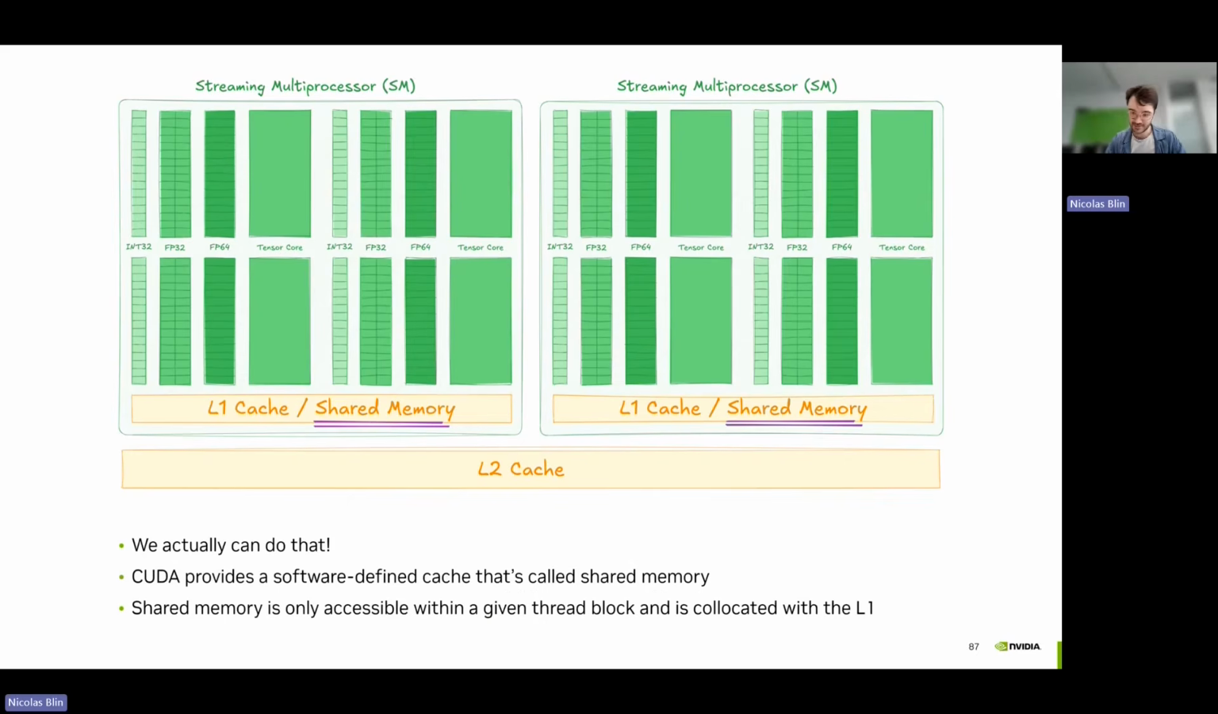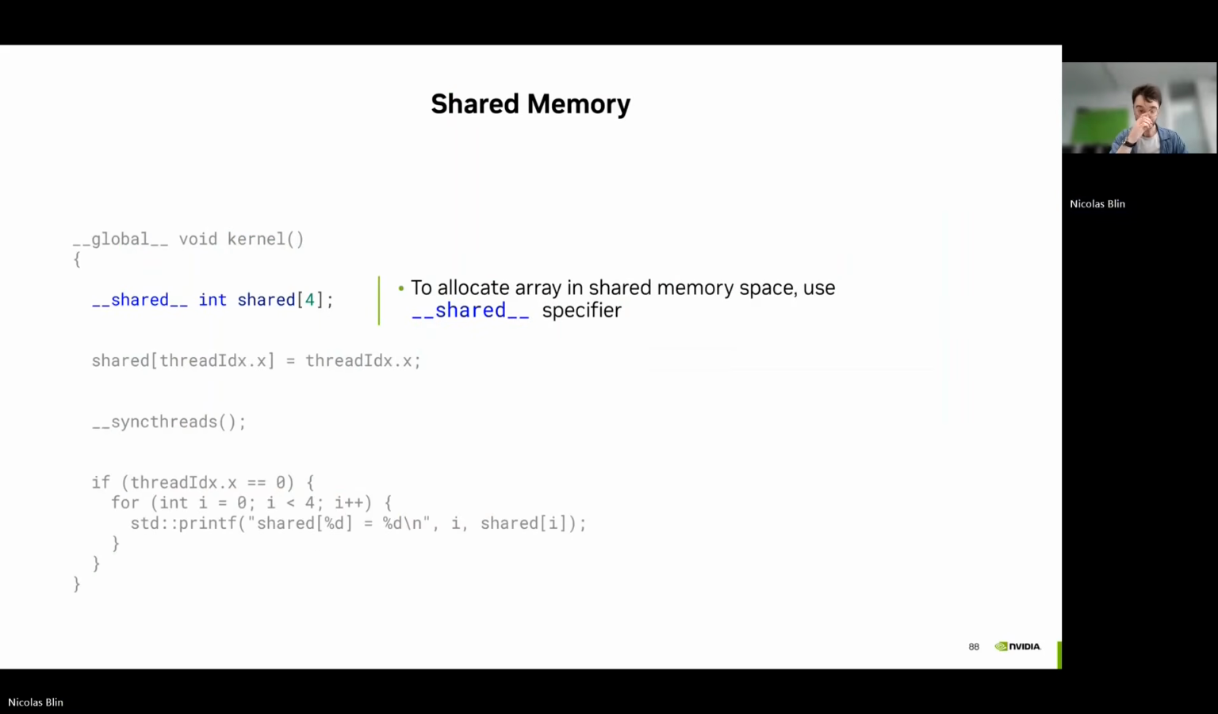And unfortunately, we can't do that directly in CUDA. So CUDA provides an explicit programmable thread block local memory that we call shared memory. Shared memory is located where the L1 cache is, and it has a similar latency and bandwidth to the L1 cache. The only downside of shared memory is that it's limited. You cannot have an infinite amount of shared memory because you have a limited amount of L1 cache per SM.